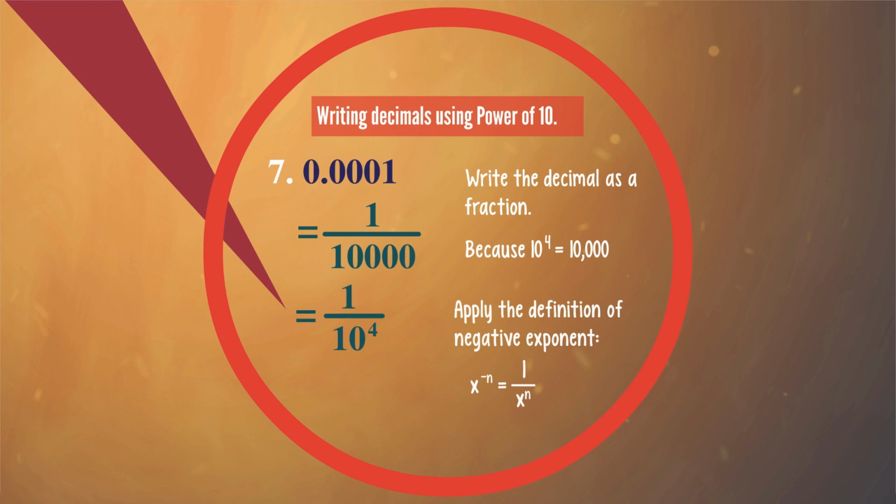Now it's just time to apply the definition of the negative exponent. How do we apply that again? Just get the reciprocal of the number and the exponent will be reversed. Thus, 0.0001 is equal to 10 raised to -4.